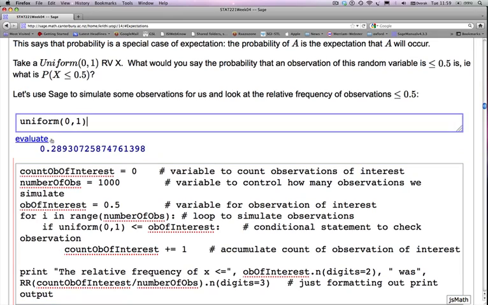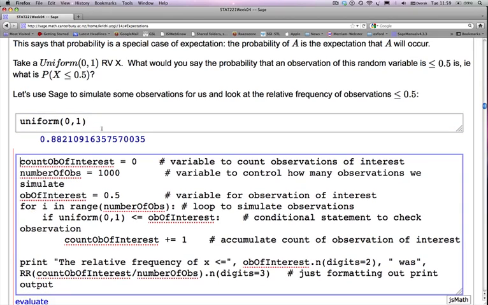If I keep calling this again and again, I'm going to get different numbers. So we're going to use that as our basic simulator of the uniform 0,1 random variable. The first variable in this code is assigning observations of interest, so initially it's 0. This is counting the observations of interest. The second variable, number of obs, is the variable to control how many observations we're going to simulate.